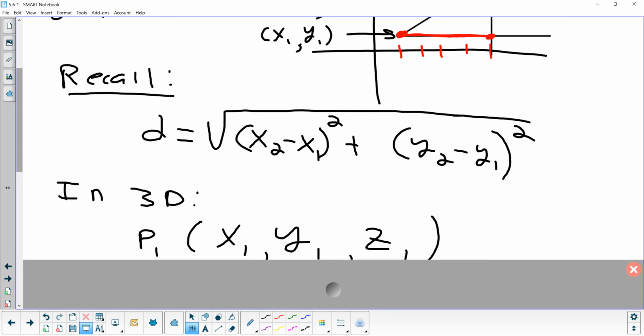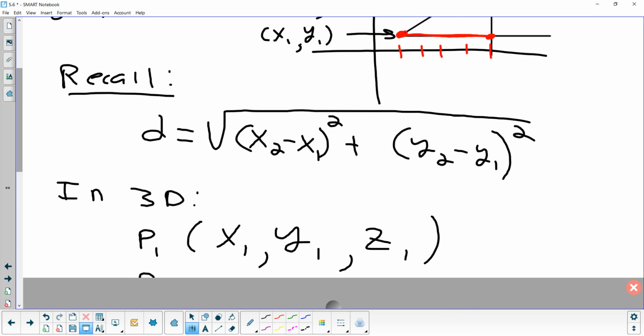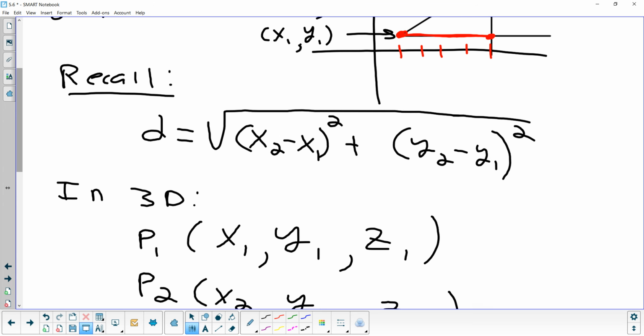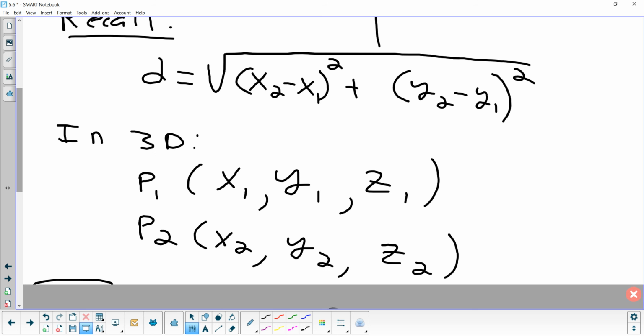Now, in 3D, first of all, the coordinate would be a little bit different. It would have an x, a y, and a z part. And the formula to find the distance in 3D is very similar to the formula in 2D. We just have to add one more thing underneath the square root. Anybody have a thought about what we would add under the square root to extend the 2D formula to 3D?